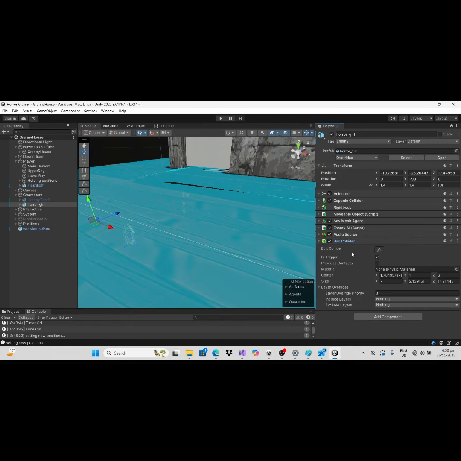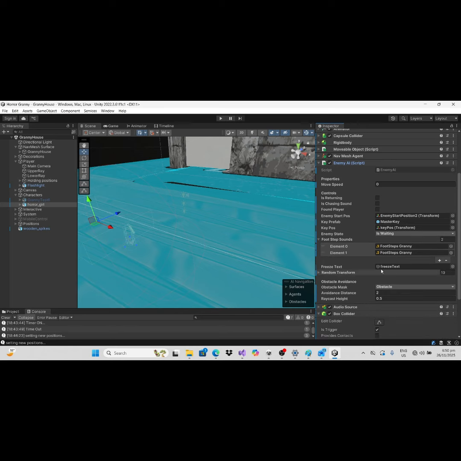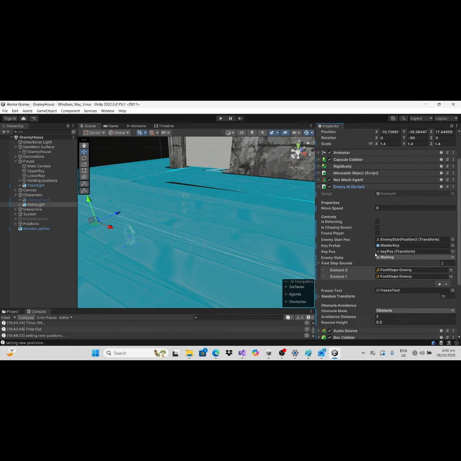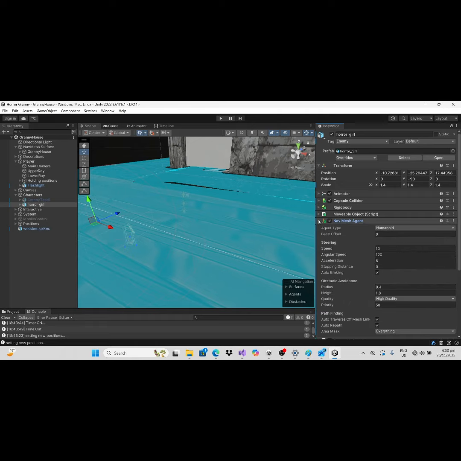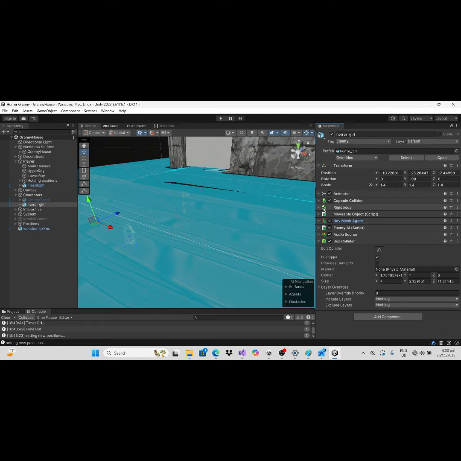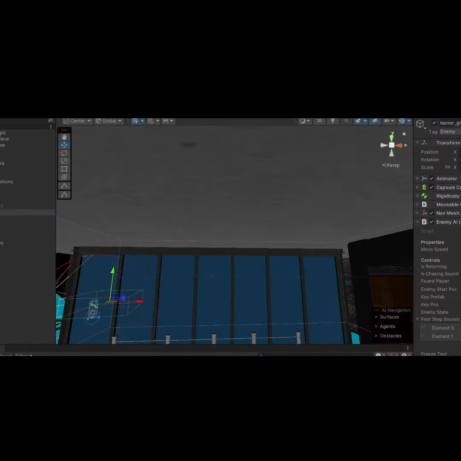On the inspector side, our monster game object has various components, including the box collider. The box collider should have isTrigger on. This will draw the rectangular box for vision detection of the monster. We also have the enemy script containing the OnDrawGizmos method. And of course, we need the NavMeshAgent component, the animator for the animation, and the capsule collider for collision.